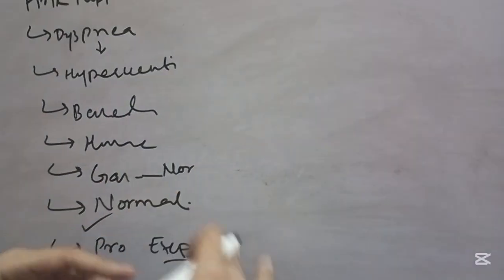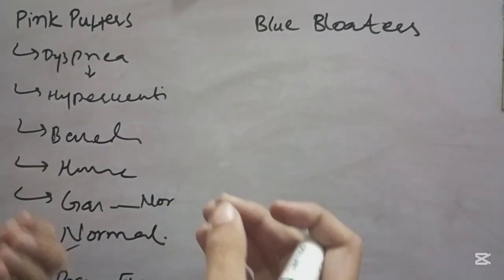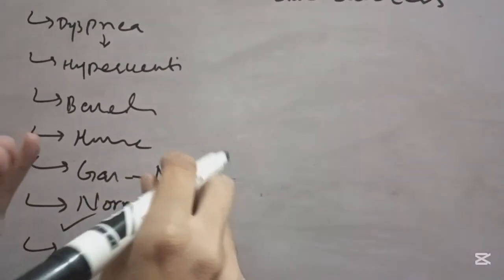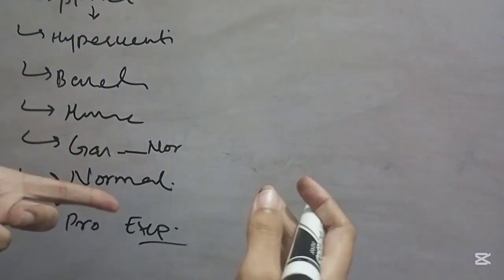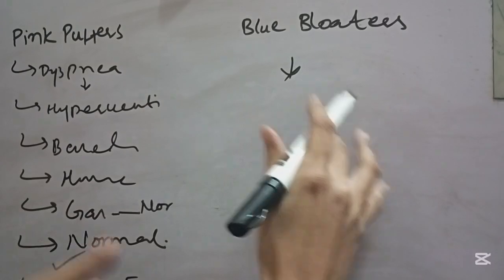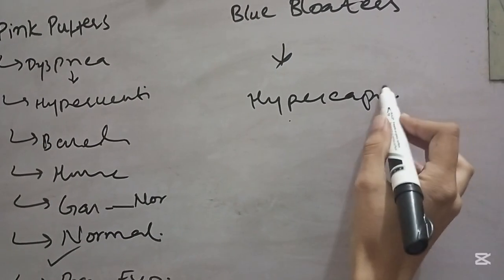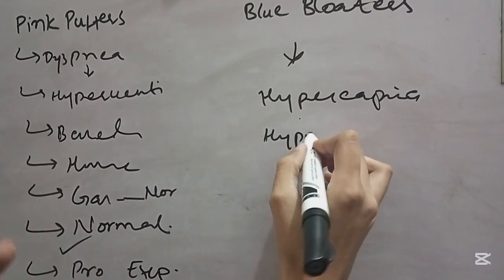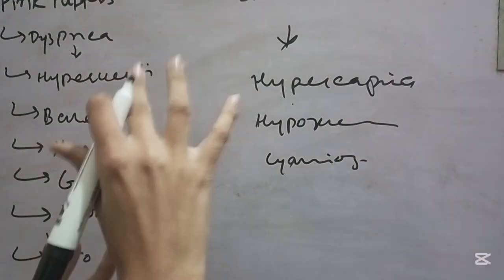Now the blue bloaters actually have another component here that includes a chronic bronchitic component. So in these patients, dyspnea is not the first symptom, and mostly these include cough and wheezing. And here, if the respiratory drive is reduced, then hypercapnia, hypoxemia, and cyanosis can occur. So that's all about emphysema.